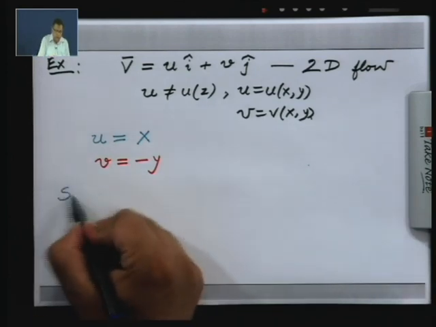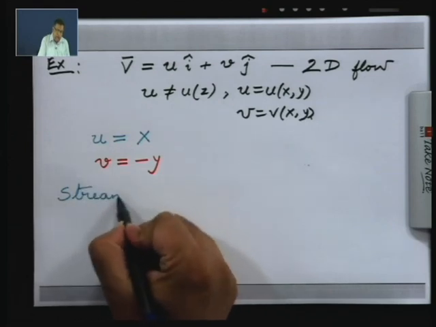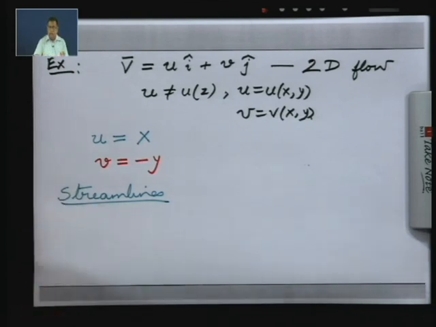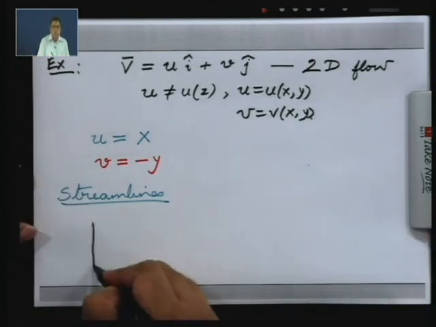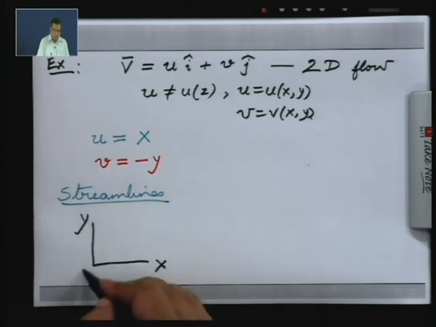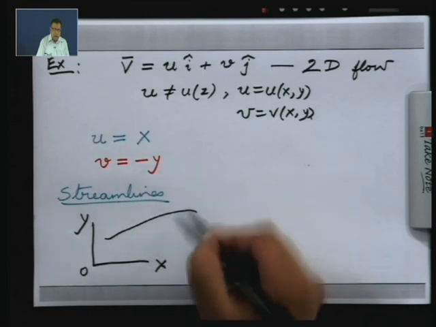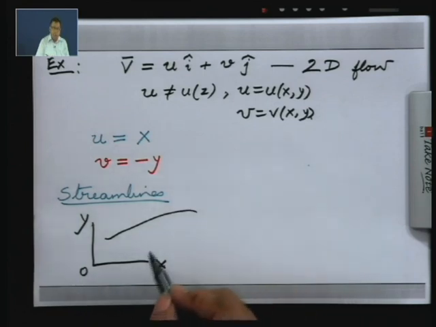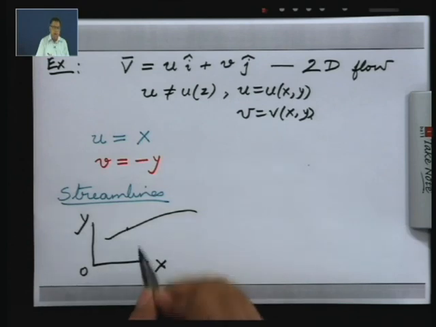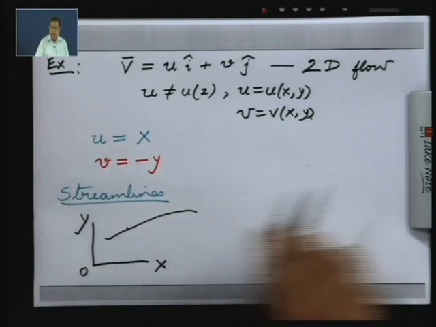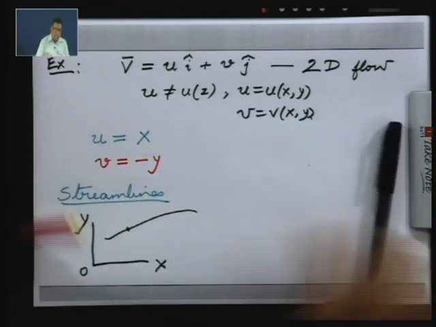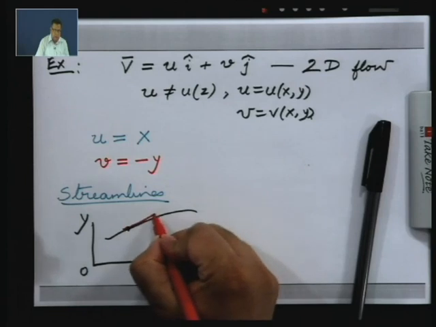Now, we will find the streamlines of the flow. So, we will start with the definition of a streamline. So, this is a 2D flow. So, if I show the coordinate system x y, this is the origin. Suppose you have a curve. If this curve is streamline, then the tangent at every point on the curve will be in the direction of the velocity vector. So, if I look at this particular point, the velocity vector will be in this direction.